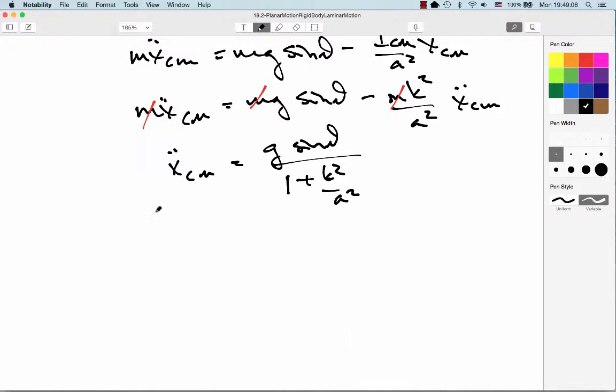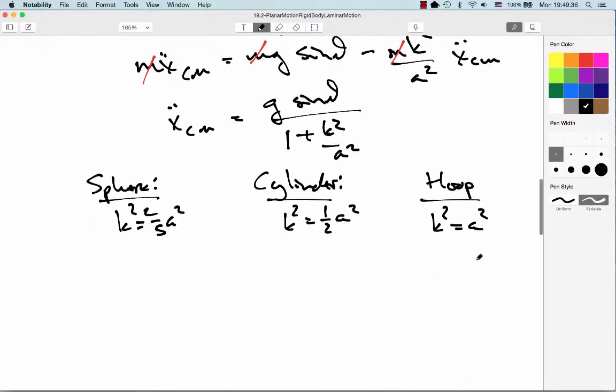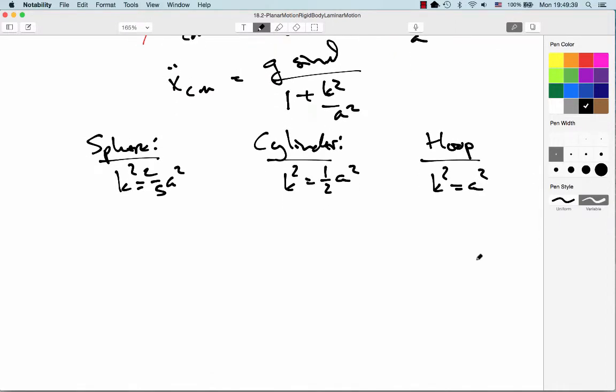Okay, so for a sphere, k squared is equal to 2/5 A squared. For a cylinder, k squared is equal to 1/2 A squared. And for a hoop, k squared is equal to A squared. Alrighty then. So let's just follow that thought through.